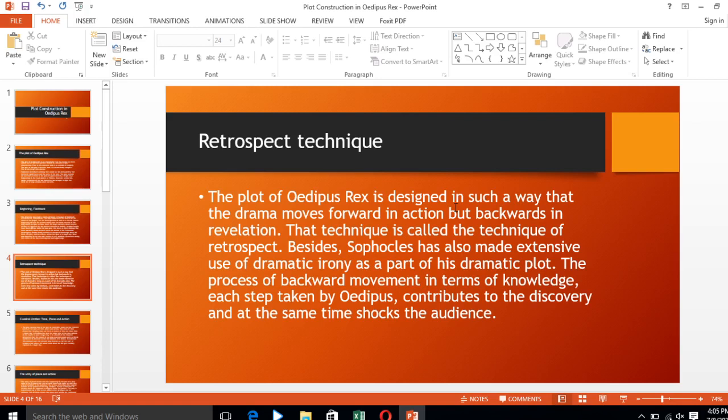Besides this, Sophocles has also made extensive use of dramatic irony as a part of the dramatic plot. You know, dramatic irony: the audience know that Oedipus is the killer, but Oedipus does not know. It is believed that in ancient Greek theaters, the audience were aware of the story of the play in advance, and then they were watching the play and discovering different themes. So it is dramatic irony, the process of backward movement in terms of knowledge. Each step taken by Oedipus contributes to the discovery and at the same time shocks the audience.